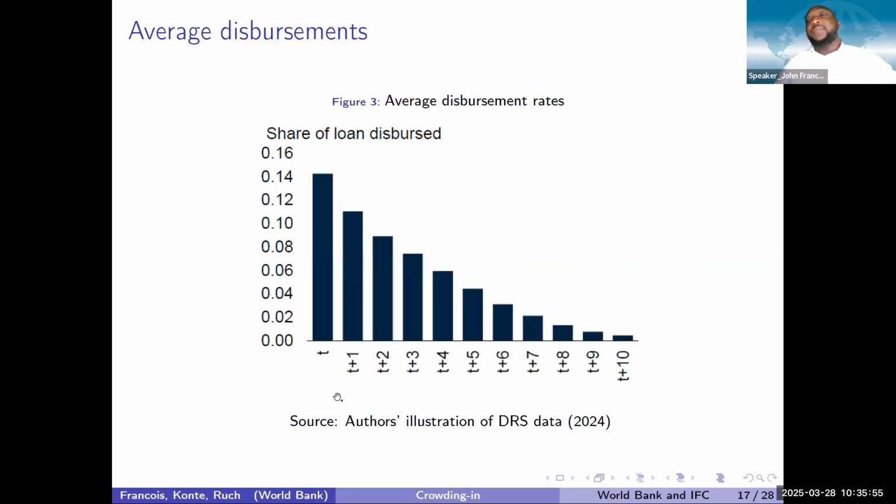So this is the average disbursement. When a decision is made at time T and a loan is approved, in the first year of the loan approval, about 14% of the loan is actually disbursed. And then over time, it slowly is disbursed and it declines, right? So you see that in the first, I think, 2-3 years, that's where you see the most amount of the loan disbursed together. And then over time, you just slowly see smaller disbursements until the full loan is fully disbursed.